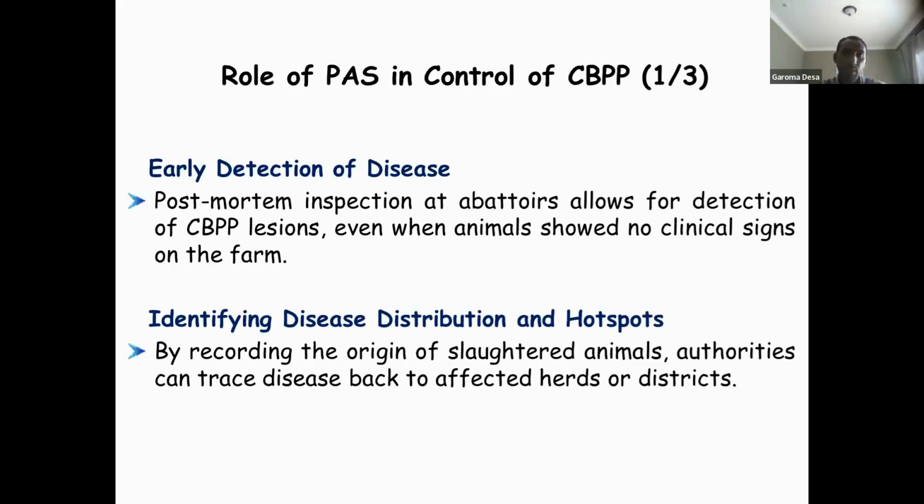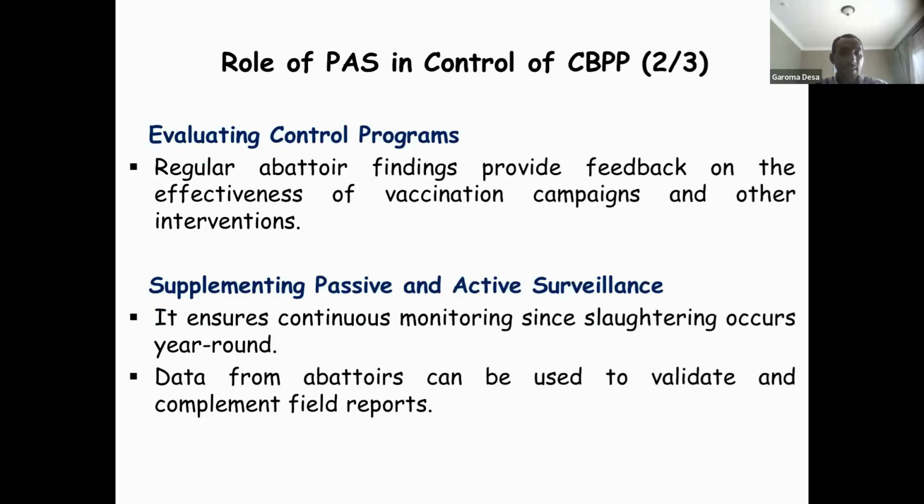The role of participatory abattoir surveillance in control of CBPP: early detection of the disease. Just my time is running. I will. The other role is evaluating the control programs. Regular abattoir findings provide feedback on the effectiveness of vaccination campaigns and other interventions. If post-mortem examination at the abattoir indicates lesions of CBPP from a district where CBPP control was implemented, it is an indication that the program is failing. It also supplements passive and active surveillance, ensuring continuous monitoring since slaughtering occurs year-round.